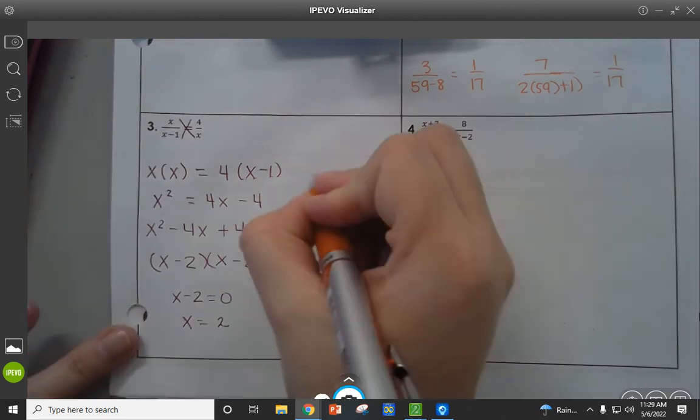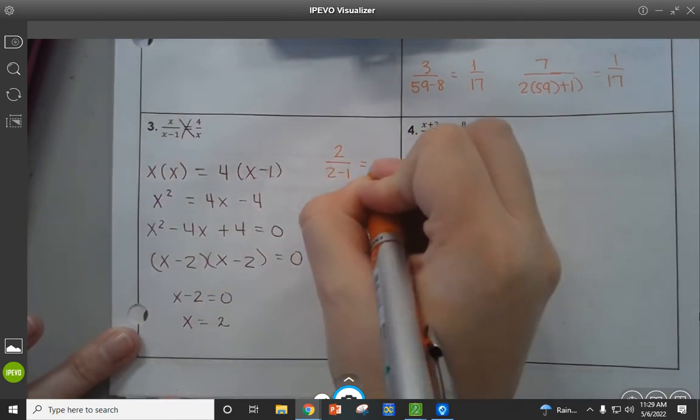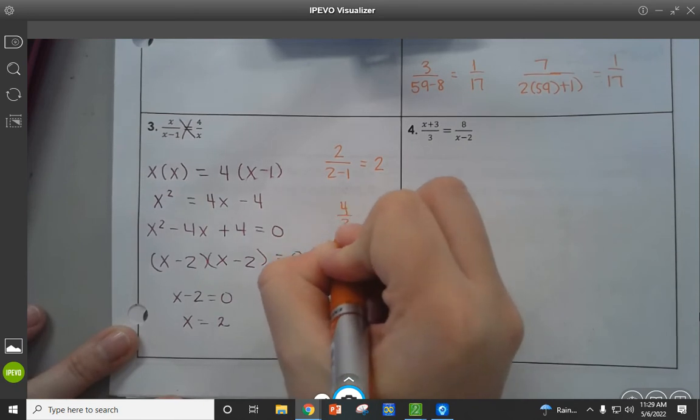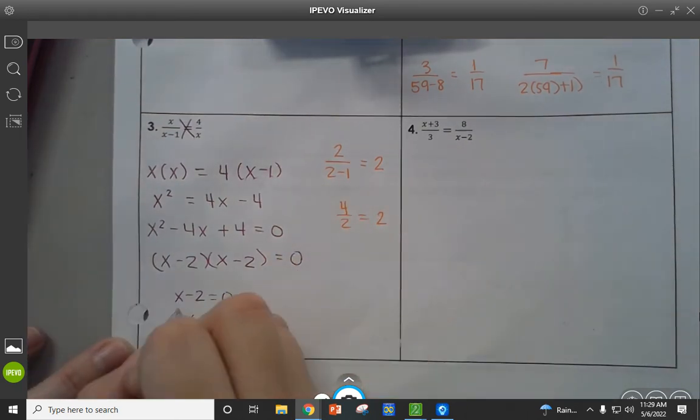I need to check that. 2 over 2 minus 1 is 2. And 4 over 2 is 2. So they match.